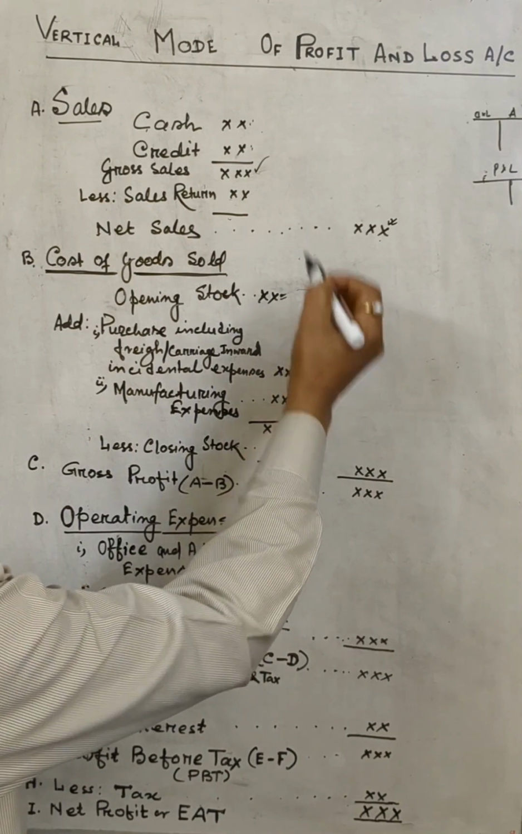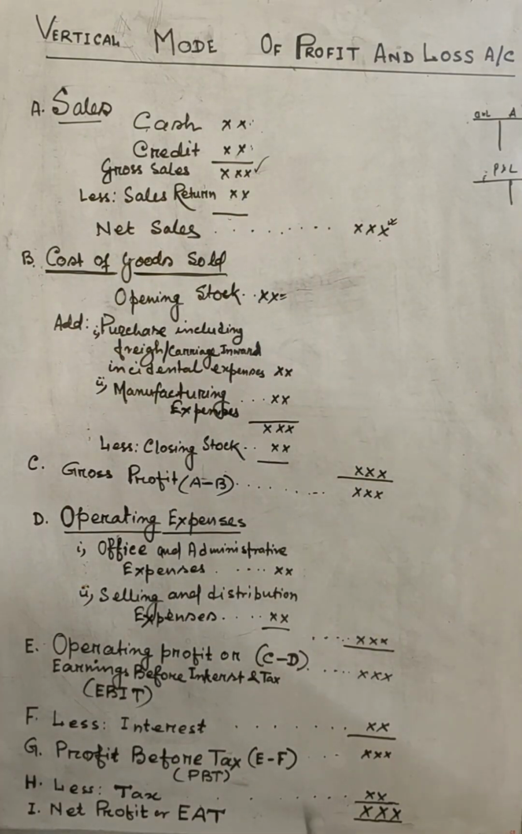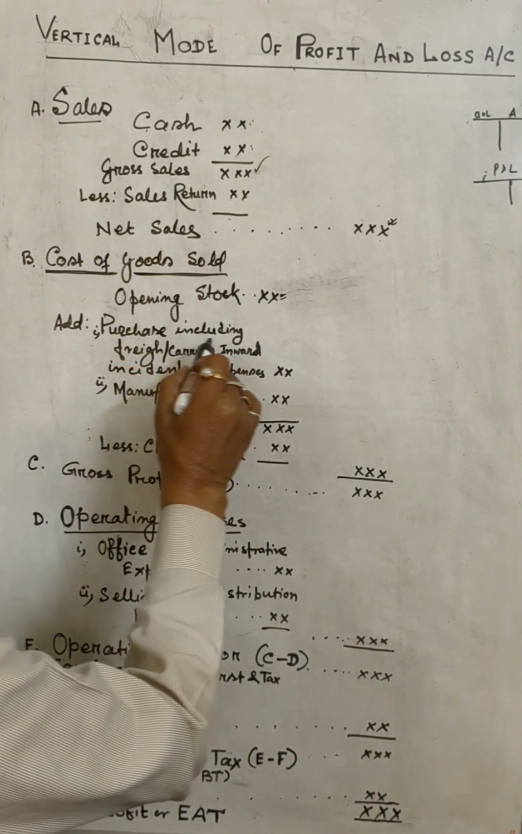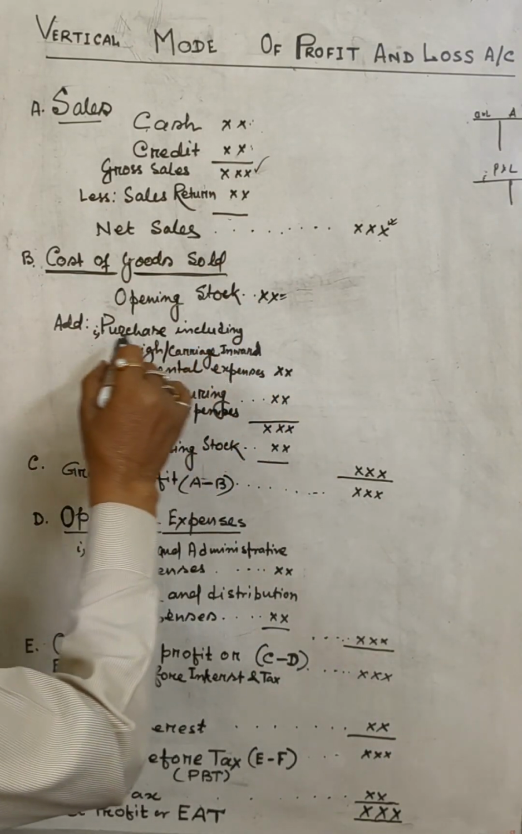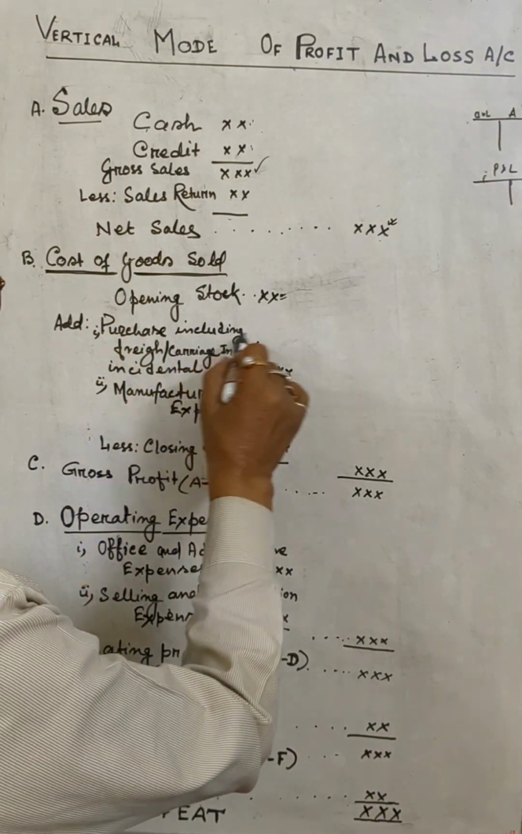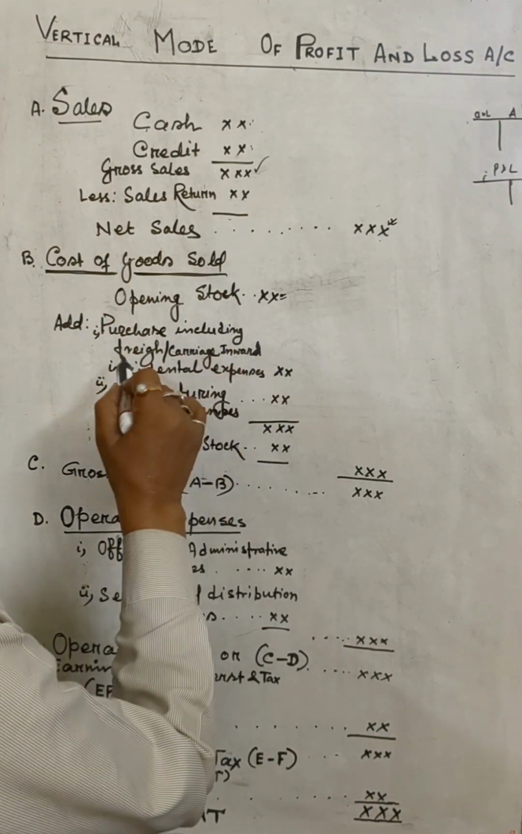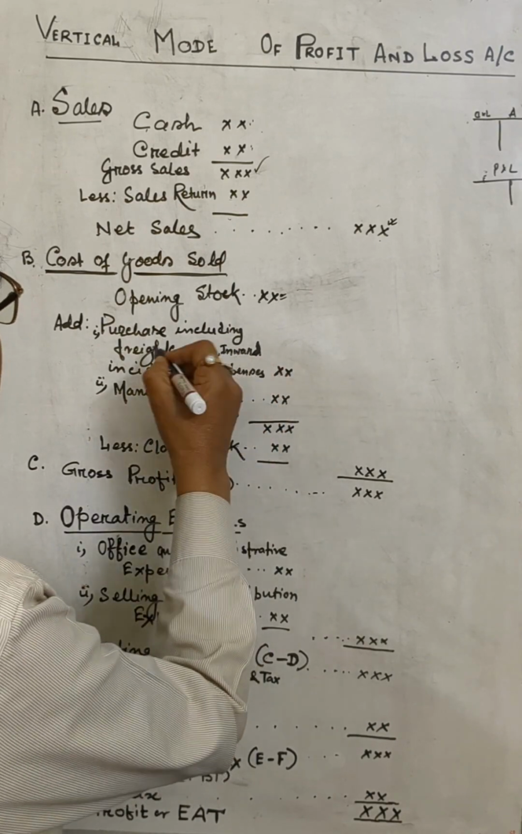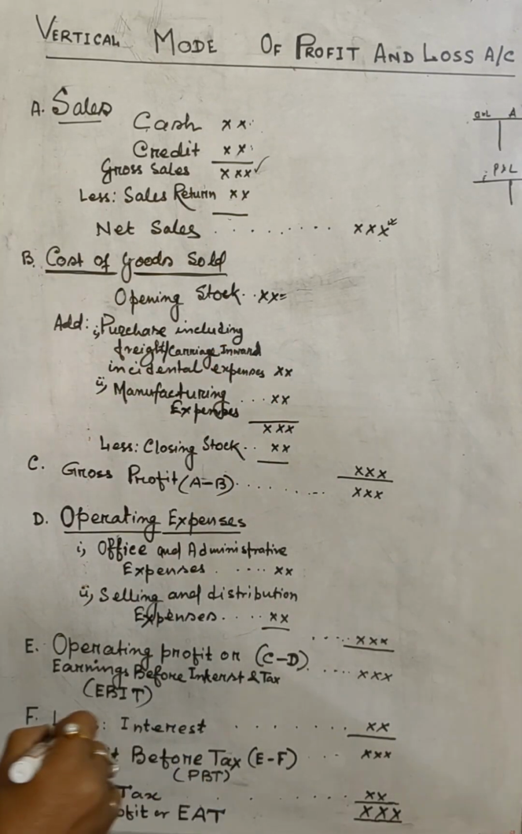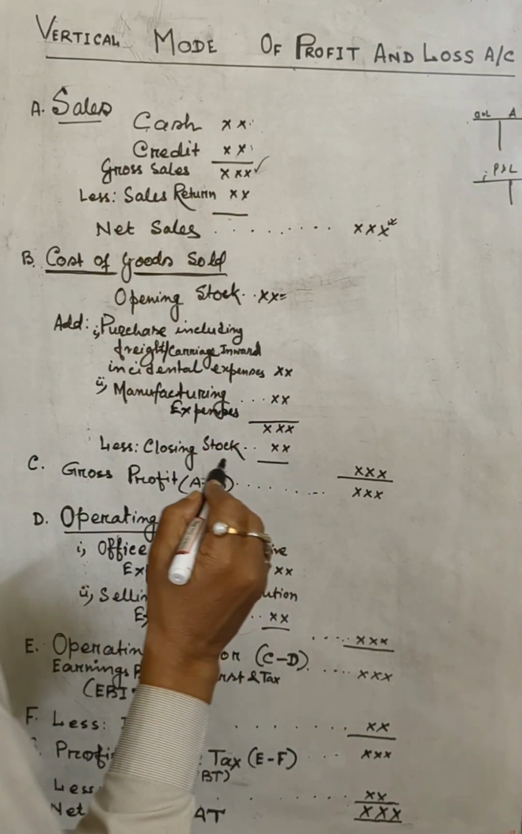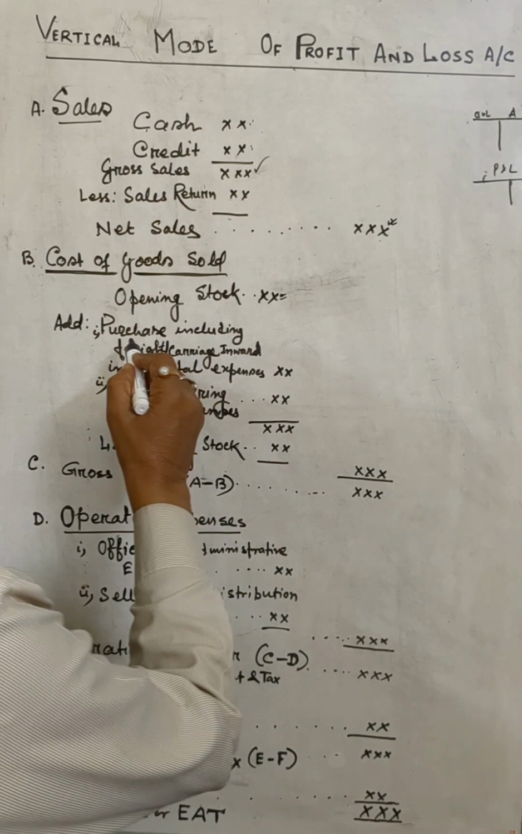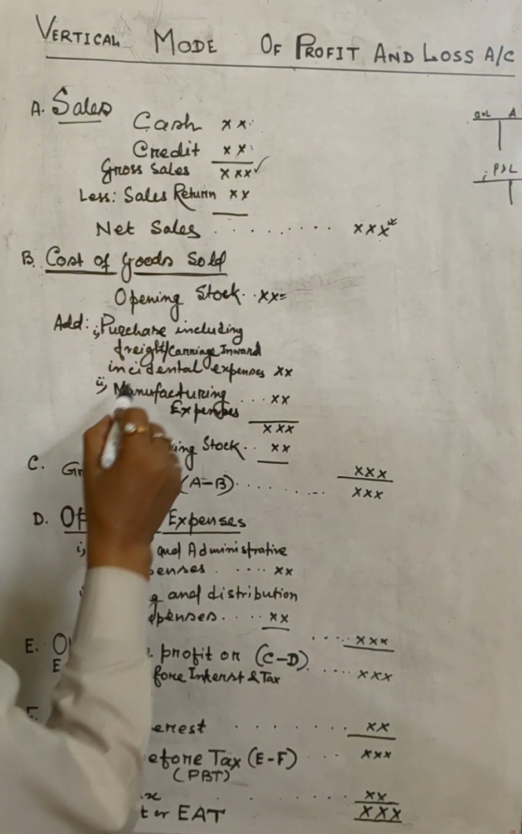First, write the opening stock, the stock at the beginning in your godown. I am not going to discuss that in detail; that will be discussed separately. Add purchases during the period. If you are considering one year, that means the purchases during one year. This includes freight or carriage inward, meaning the fare required to bring the materials to your factory site or godown, which is also to be included with the purchase.